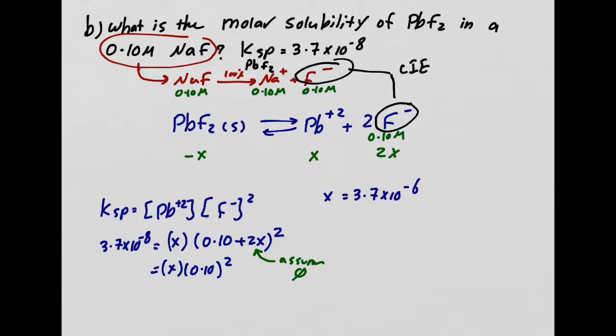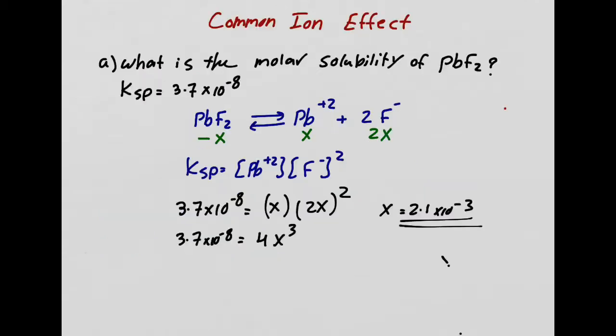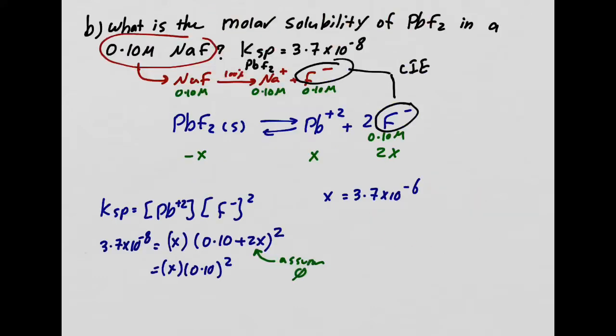Okay. Now, let's see what happened. This was the molar solubility of lead 2 fluoride. And then when I had a common ion effect, what happened to the molar solubility? The molar solubility went down. Does that make sense conceptually? Let's talk about it conceptually, if that makes sense or not.